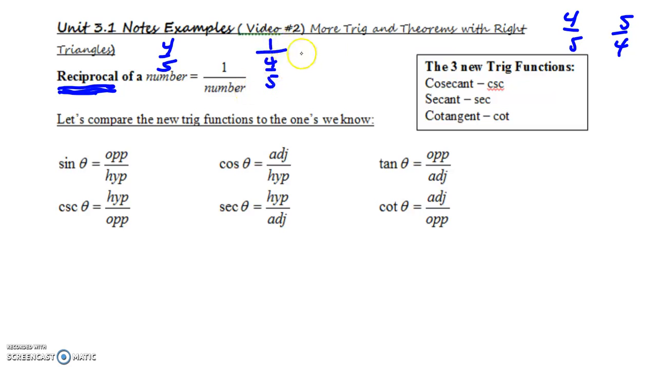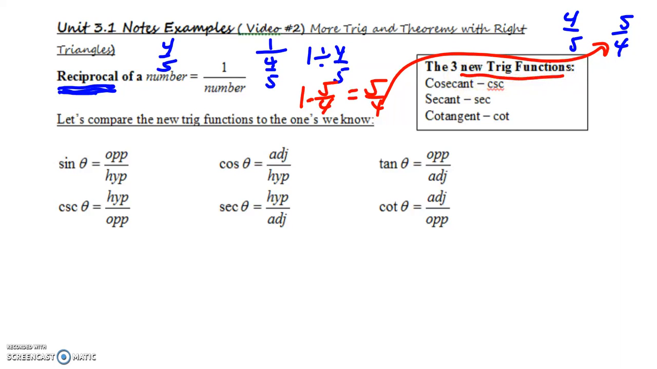This notation is not very helpful though. So you could think of it instead as 1 divided by 4/5, and dividing by a fraction is the same as multiplying by the reciprocal. So this could really be 1 times 5/4, which is where the 5/4 came from in the first place. Now, the reason I mentioned reciprocal at all is to transition into the new trig functions we're going to learn.